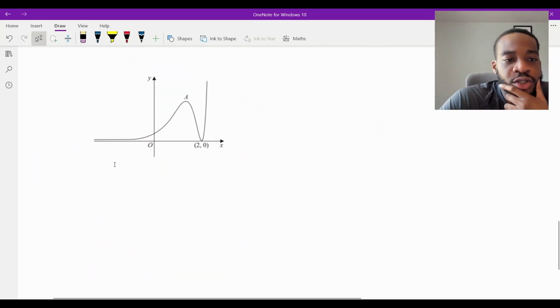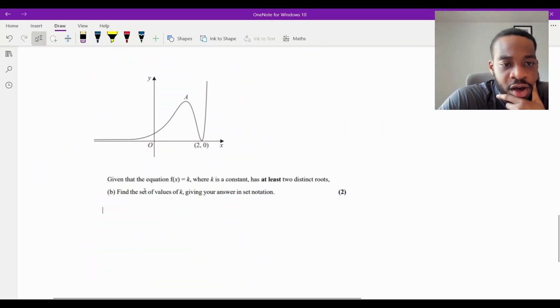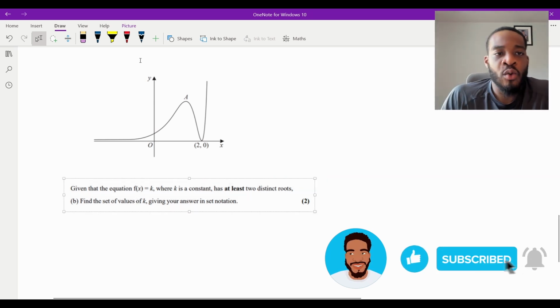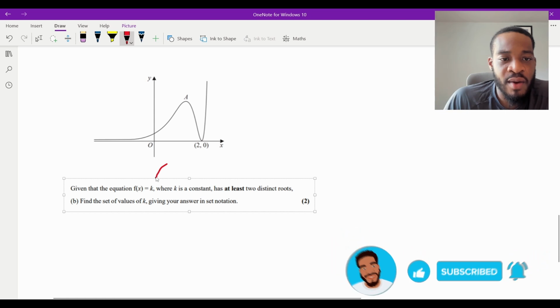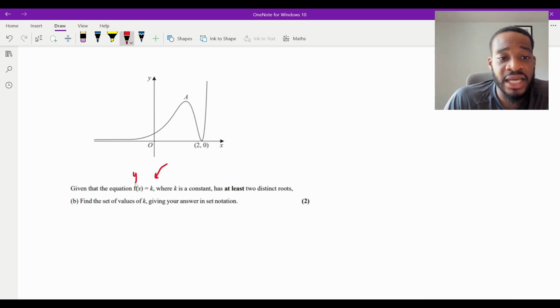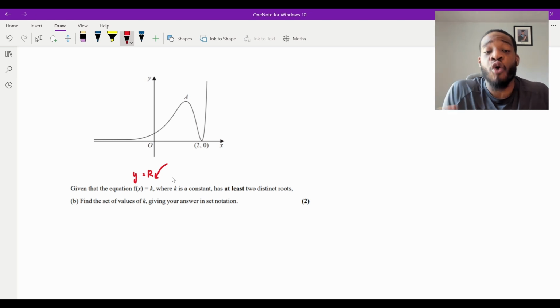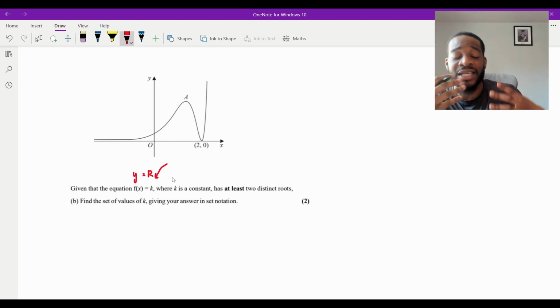All right. So f of x equals k, right? F of x is our function, it's equal to k. Remember, if you think of this f of x, this is y, isn't it? Y equals k is just a horizontal line going through k. So what this is telling me is that our function intersects a horizontal line at k, and that happens when it has 2 distinct roots.